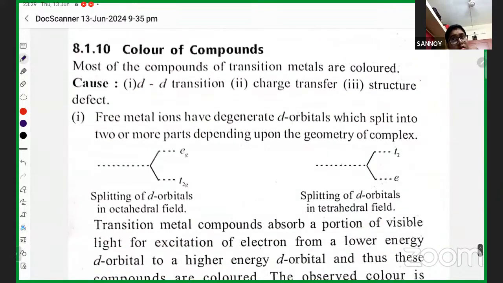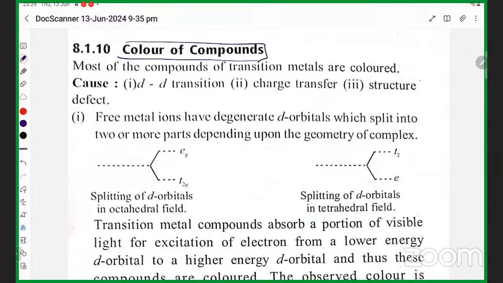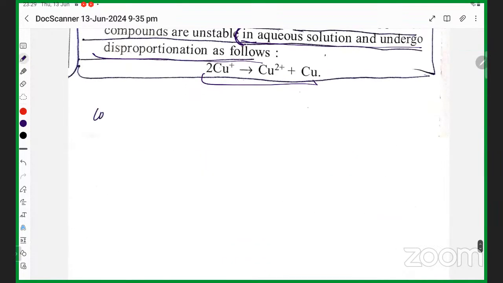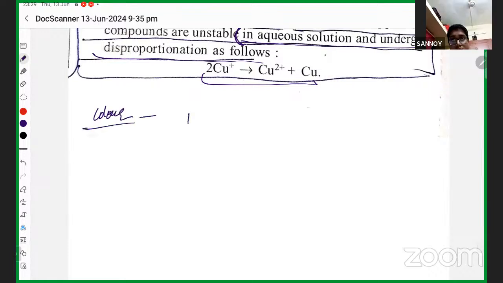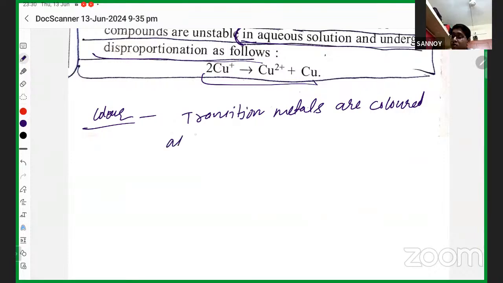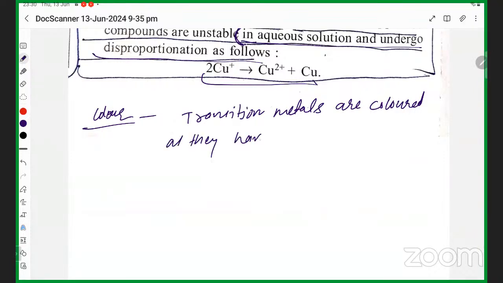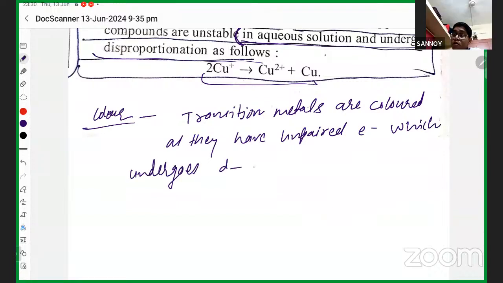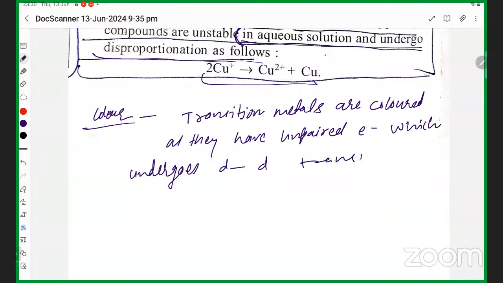Color of the compound. See color. We are explaining the color. Transition metals are colored as they have unpaired electrons, which undergo d-d transition.